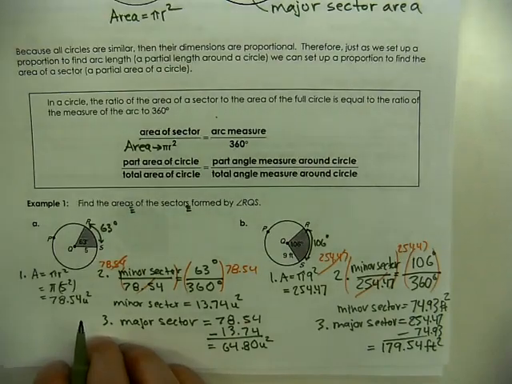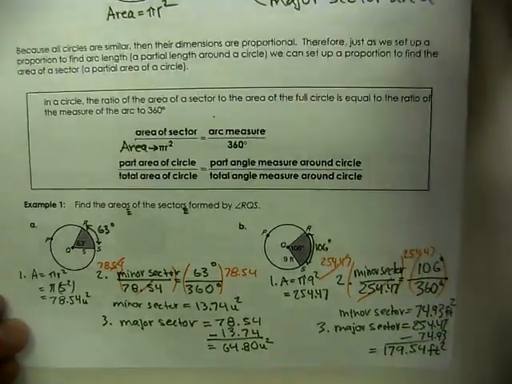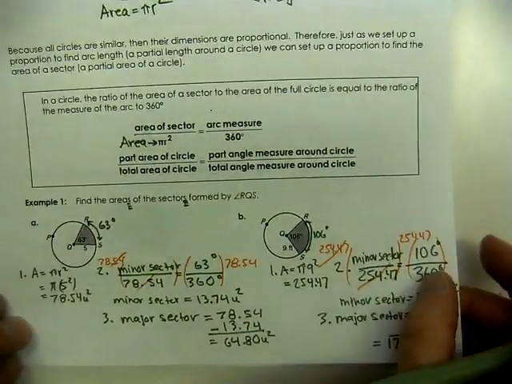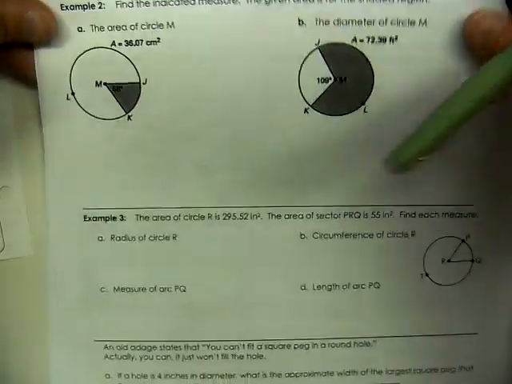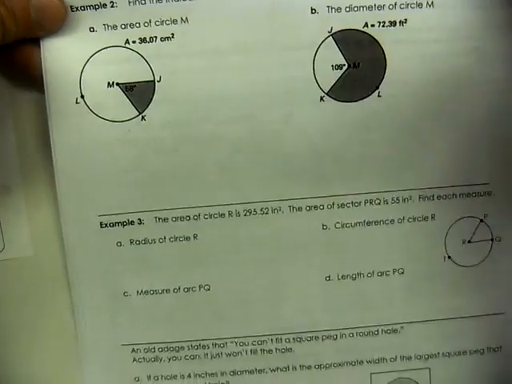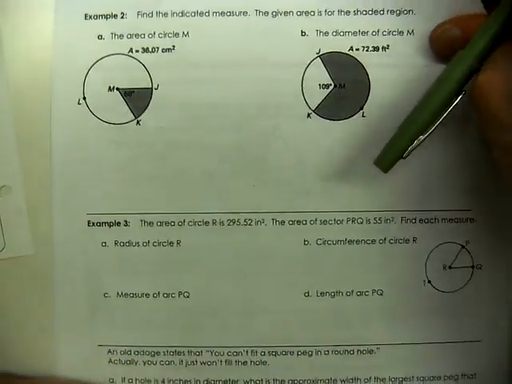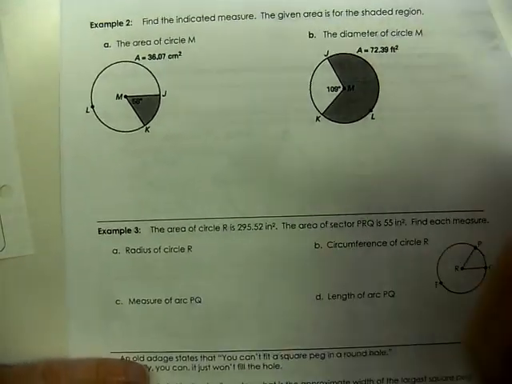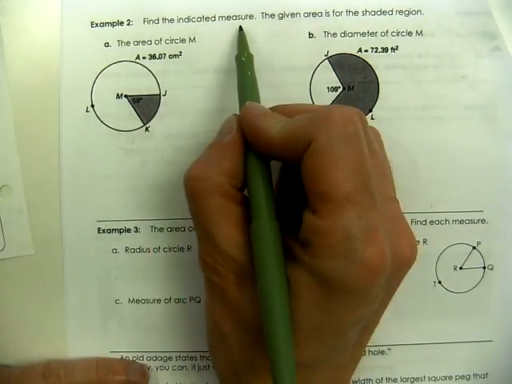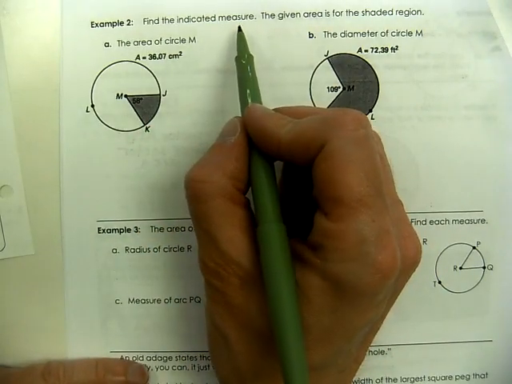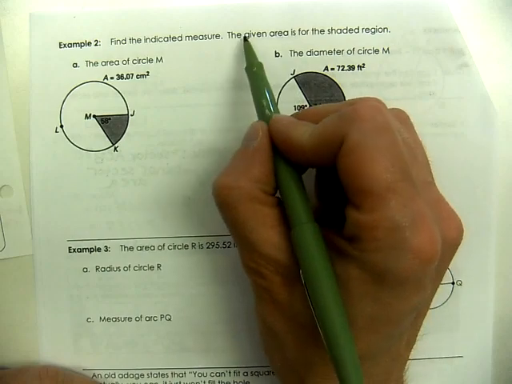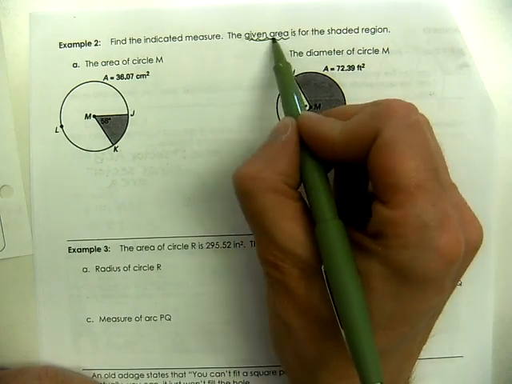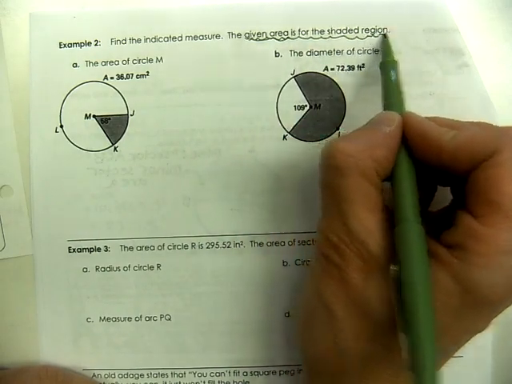So now we want to take a look at, again, a few more variations on this, other kinds of proportions that we'll be using where we have to find different variables depending on what the question is asking. So let's take a look at example number 2. Again, find the indicated measure, and notice this extra little detail, the given area. So they're going to give us some information. The given area is for the shaded region.